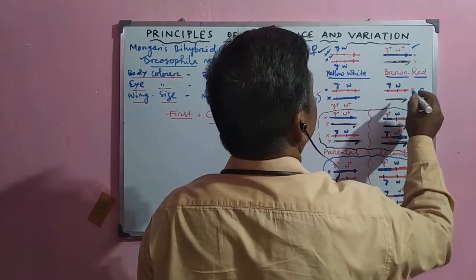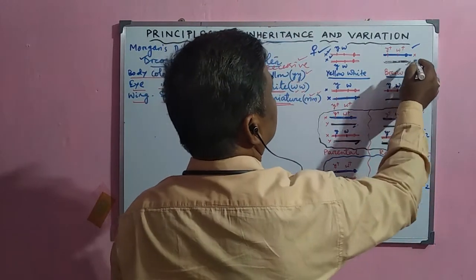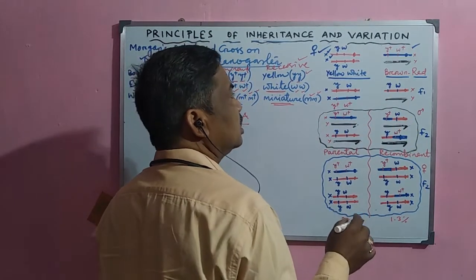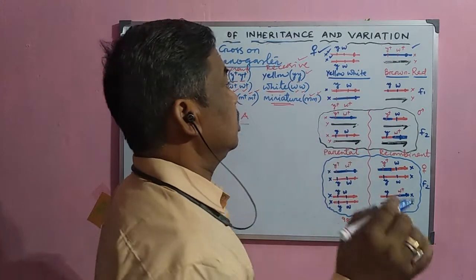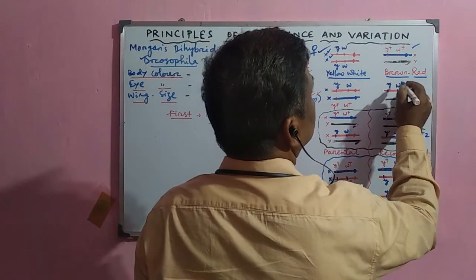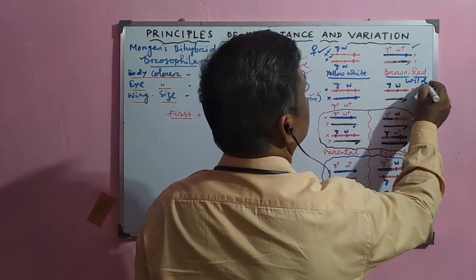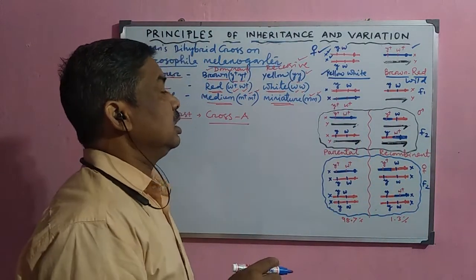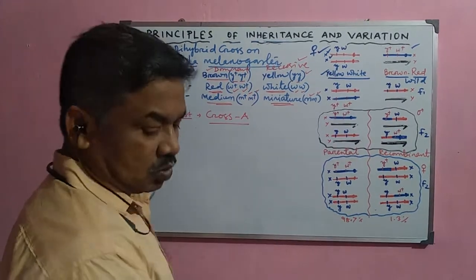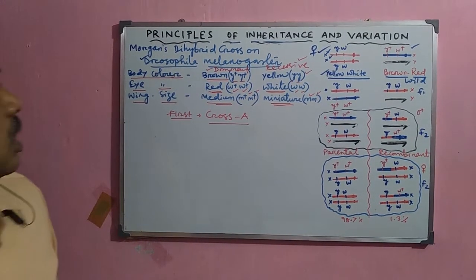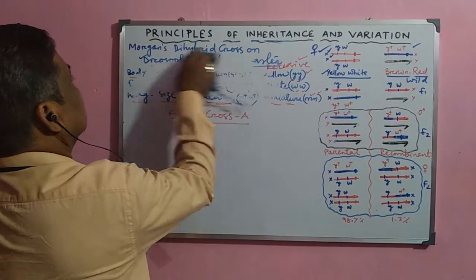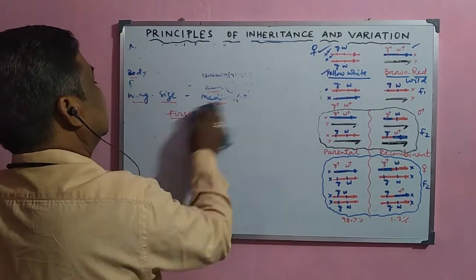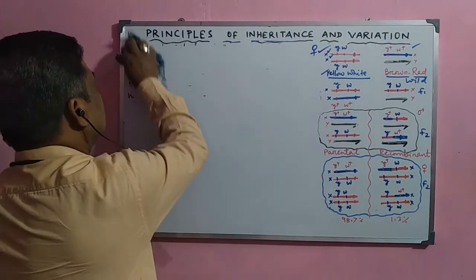These are also called wild type, and on their X chromosome the Y plus and W plus genes are there. So this wild type brown-red male and the yellow-white female were crossed together. In the F1 generation, he observed that the dominant characters appeared.